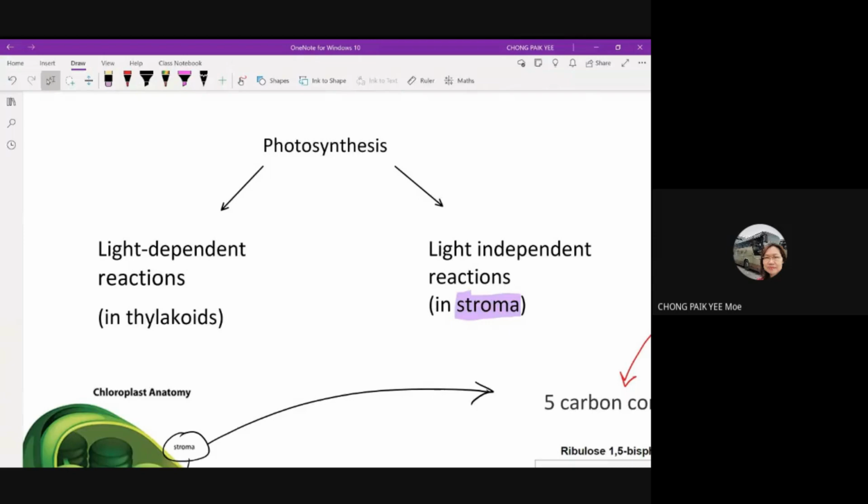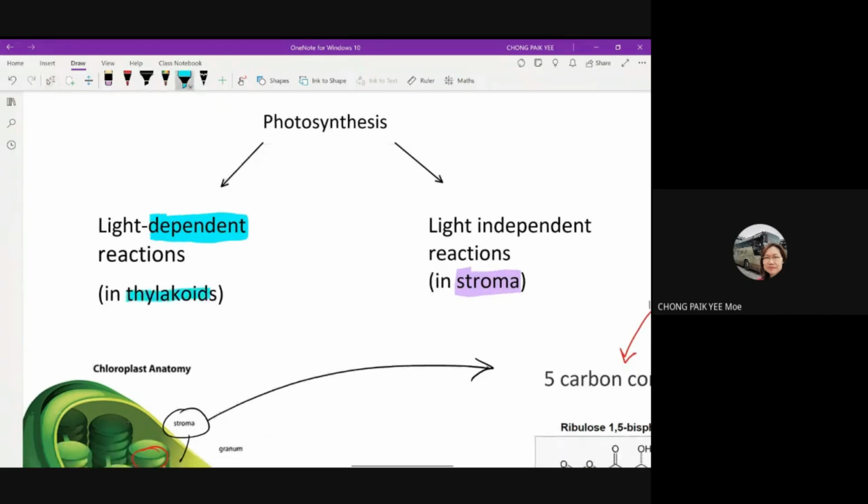First of all, what we call the light-dependent reaction. Look carefully, this word is dependent, which means that you need to have light before this reaction can take place. The light is compulsory, so it happens during the daytime. It happens in the thylakoids. We have seen the structure in our previous lesson. I will show that later.